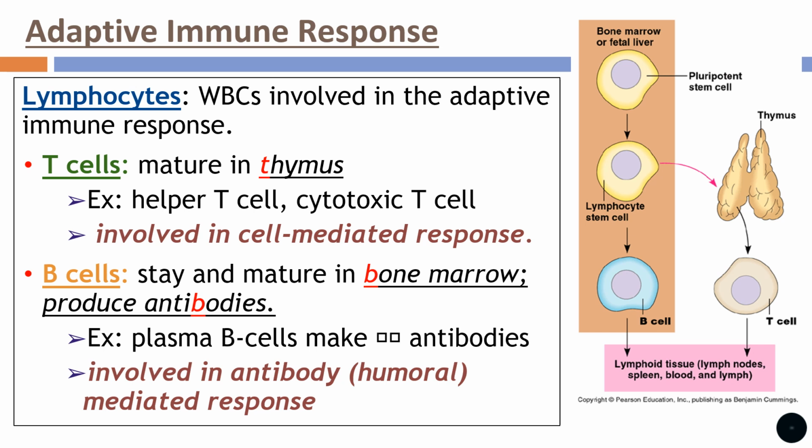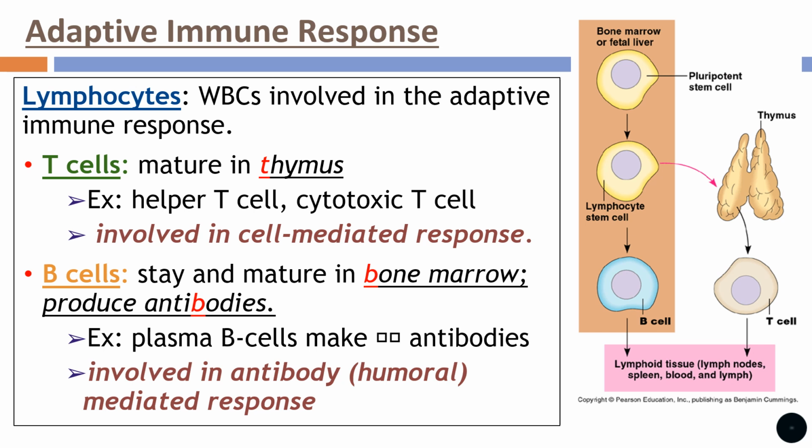So let's talk a little bit more about what this adaptive response looks like. In this adaptive immune response, we have lymphocytes. These are going to be white blood cells involved in the adaptive immune response a few different ways. And again, T cells and B cells. We talked about these on the previous slide. They're very important. I want you to remember this, so I just want to point them out again.